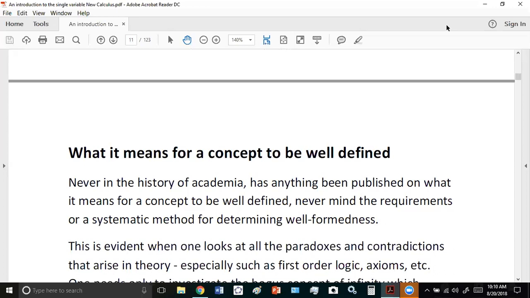In the next chapter, I'll talk about what it means for a concept to be well-defined. But just to summarize, set theory has not replaced the foundations of mathematics. In fact, nobody who came before me understood the foundations of mathematics, except the ancient Greeks, perhaps, and they didn't manage to write it down perfectly. Euclid almost got it right, but unfortunately, some of his definitions are circular and they're not well-formed. And I've corrected all that.